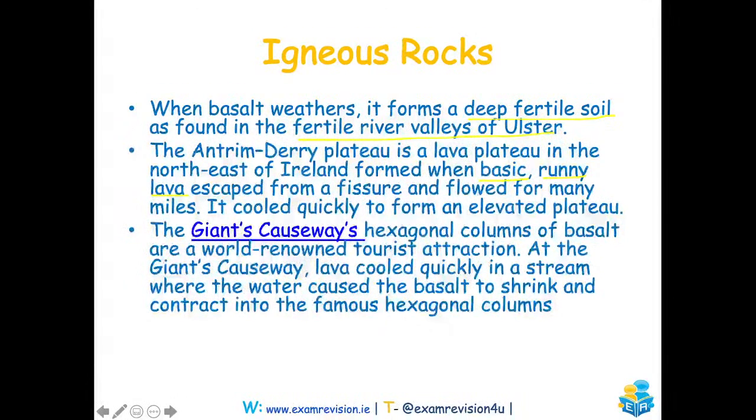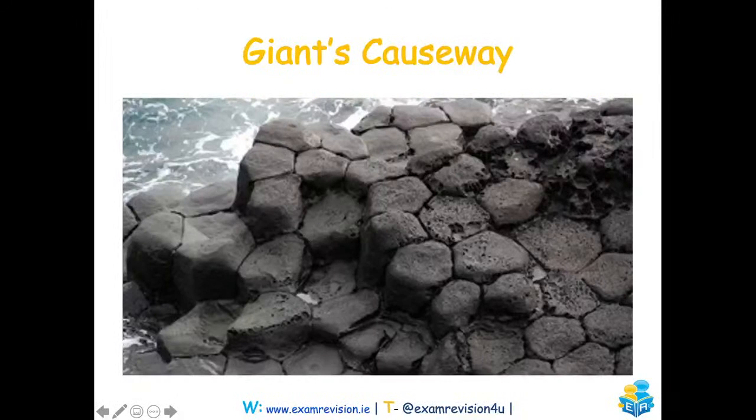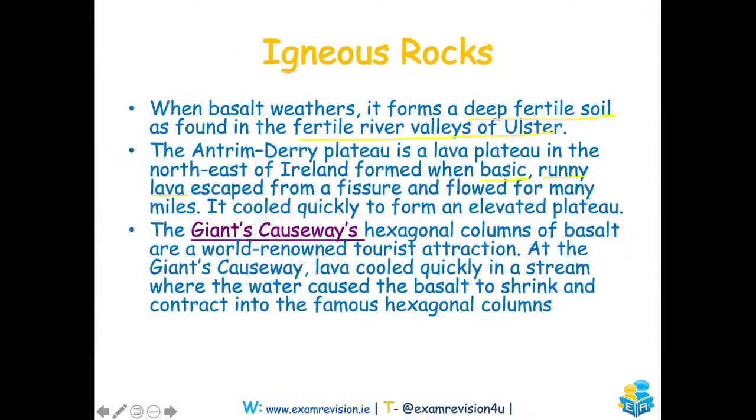I'll show you what I mean by the hexagonal columns. These hexagonal columns are basalt rock. They were caused because lava cooled quickly above the Earth's surface. At the Giant's Causeway, lava cooled quickly, like we said, and the water caused the basalt to shrink and contract into the famous hexagonal columns.